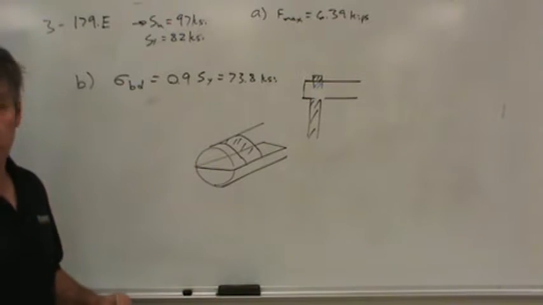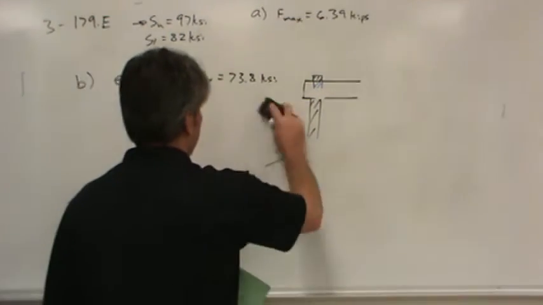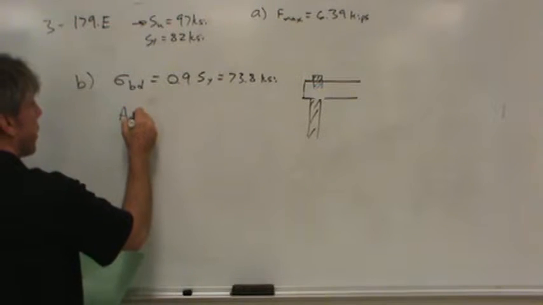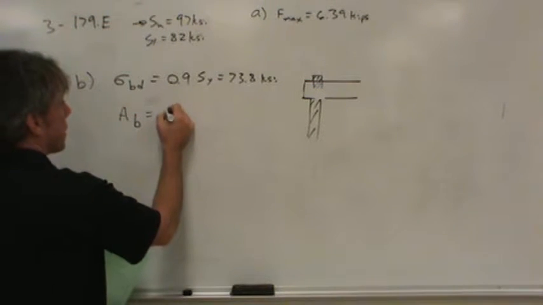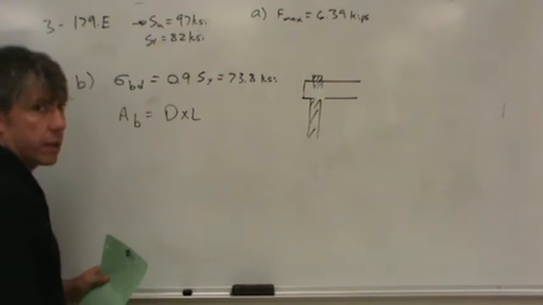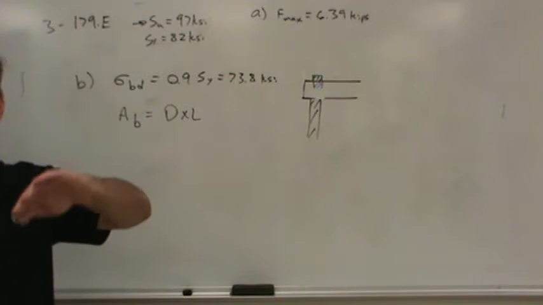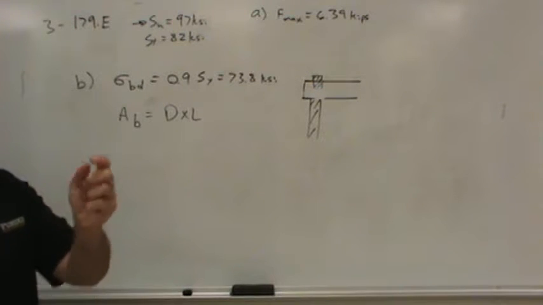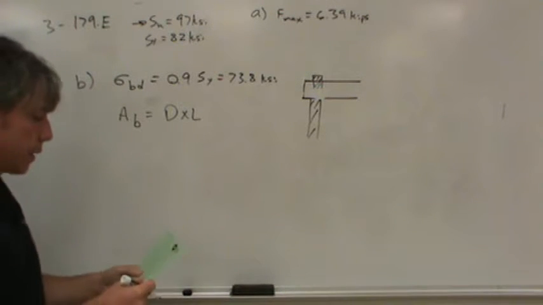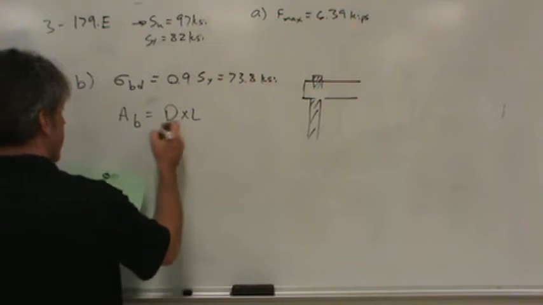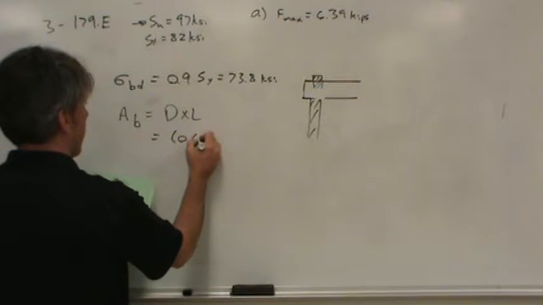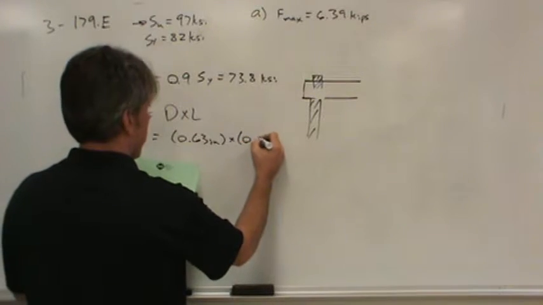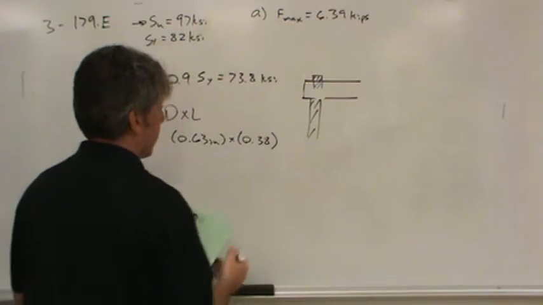Does that make sense? So that's why when we talk about bearing design with a round pin like this, we will calculate the bearing area as the diameter of the pin times the length. Okay? I know that's not the area of that surface, but that's the projected area and accounts for the varying pressure direction. Okay? So anyway, the projected area is 0.63 inches. That's the diameter multiplied by the length of the pin. The pin's, now you have to be careful here.